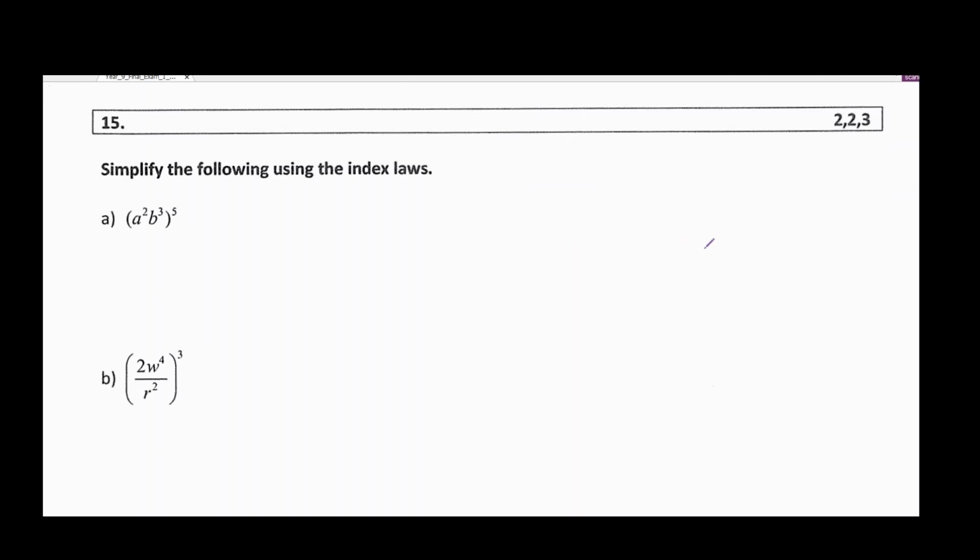Number 15. Simplify the following using index laws. So with these ones, we need to use this law: a to the m, all in brackets to the power of n, equals a to the m times n. Here we've got a to the power of 2 times 5 and b to the power of 3 times 5, which is a to the power of 10, b to the power of 15.